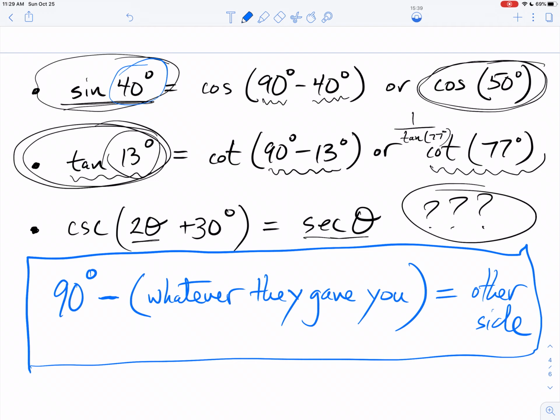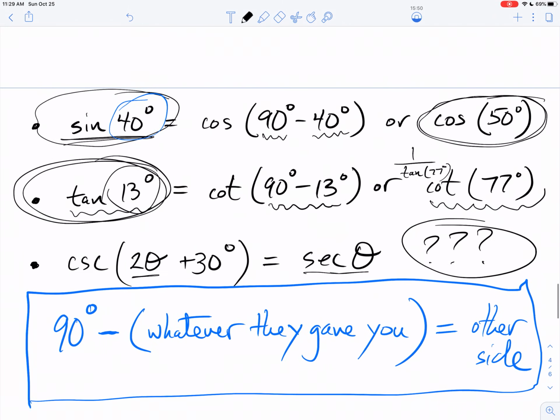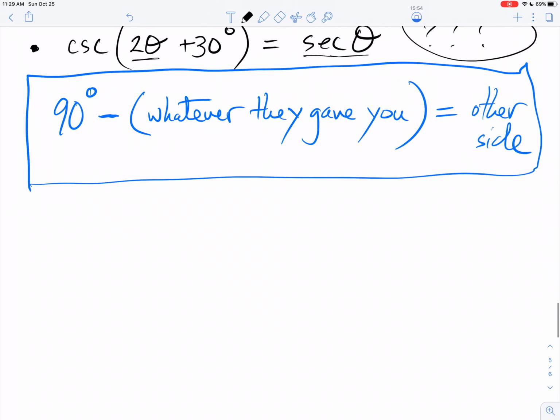Well, here they gave me two things that are both variables. So let me show you how to work this out. It's not gnarly. Let it be easy. So let me go back, get my pen. So we're going to focus on figuring out what they mean by cosecant of 2 theta plus 30 degrees equals secant theta. I'm going to show you it doesn't matter which way you do it.